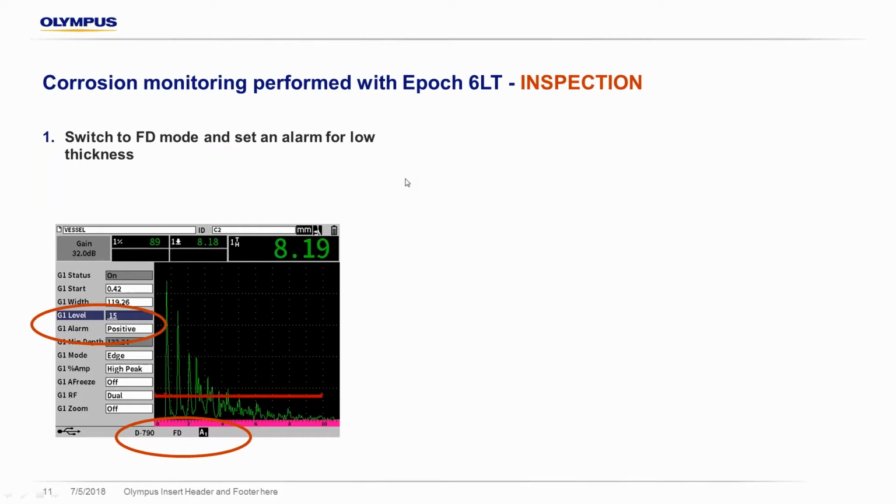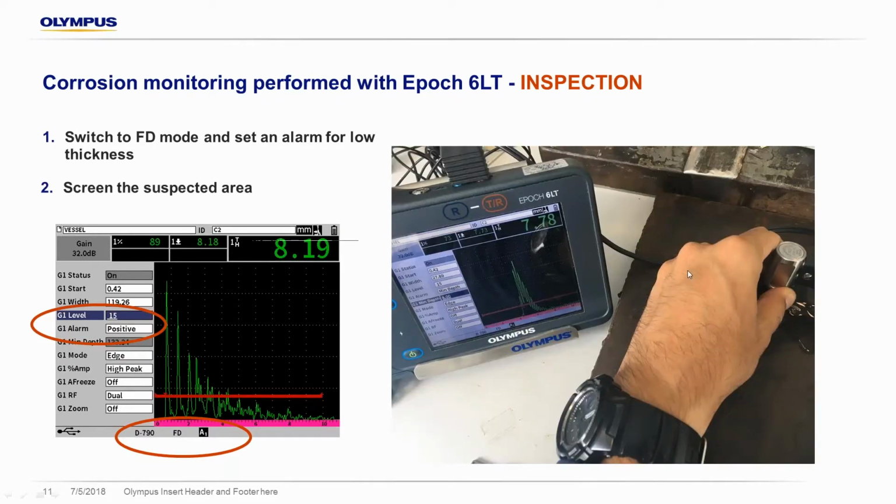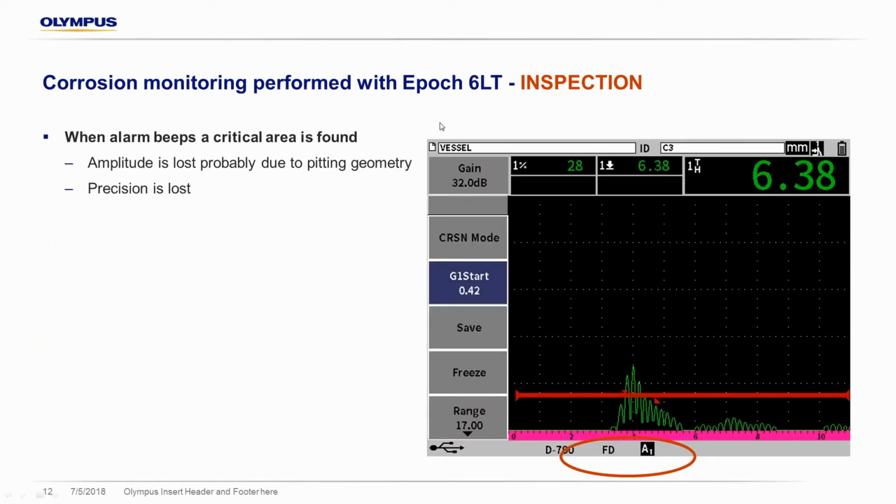So you see here, the transducer has been recognized automatically. You are in FD, flaw detection mode, and we have an alarm activated. So while screening the plate, we will notice that at some point the amplitude is lost, probably due to some pitting geometry, and we have a measurement. Of course, the measurement will not be perfect because of the loss of amplitude, so we lose some precision. However, we have an alarm because we detected something.